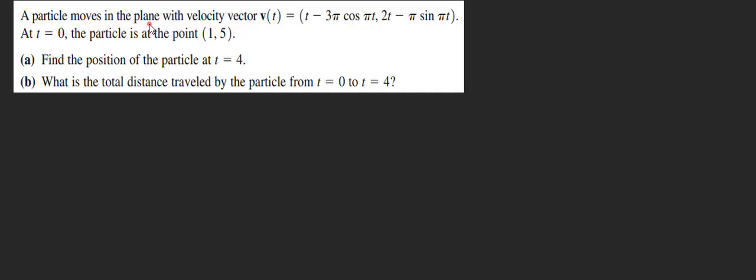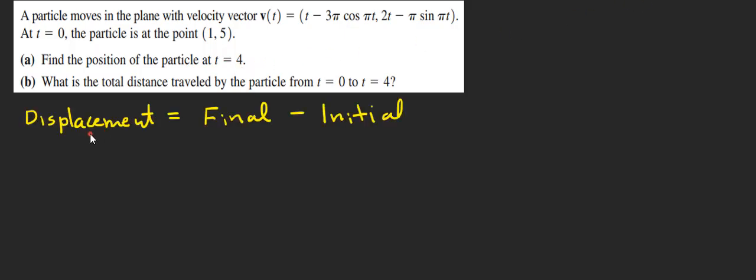It says a particle moves in the plane with velocity vector v of t equals t minus 3 pi cosine pi t, comma 2t minus pi sine of pi t. At t equals 0, the particle is at the point 1, comma 5. Part A says find the position of the particle at t equals 4. Now remember, displacement is final minus initial. We have an initial position right here. When t equals 0, the point is at 1, comma 5.